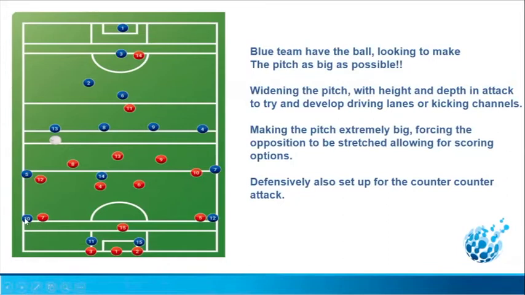But you're looking for your forward line as well to make incisive runs across the D, clear the D. Maybe 15 might come out, 14 might go in. A lot of variety in your running. Maybe a decoy run from 9 straight through the middle. So you're trying to make the pitch as big as possible and give your team the best possible chance at creating scoring opportunities.